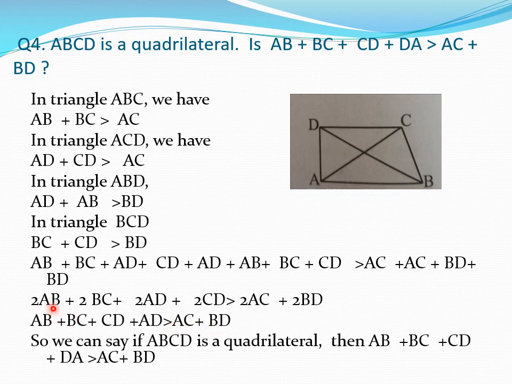From the previous statement, 2 is disappearing. We are removing 2, then we get the statement. So this is only what is asked in the question. So we can say if ABCD is a quadrilateral, then AB plus BC plus CD plus AD is greater than AC plus BD. Okay children, that is asked in the question. So we can say this way. Understood?